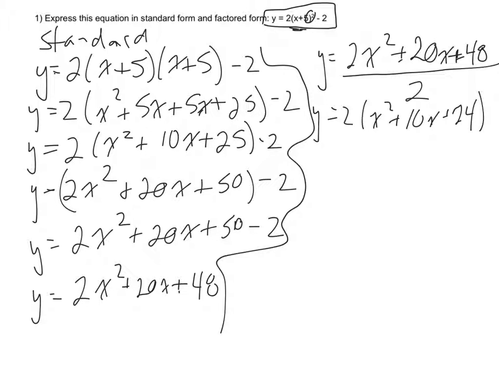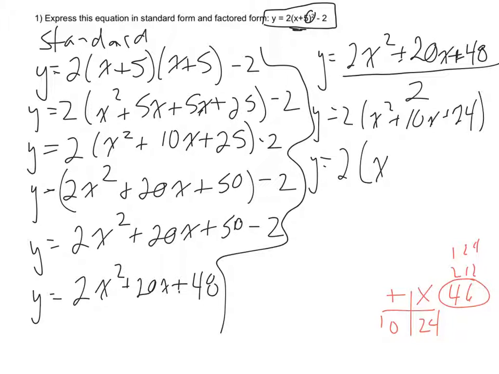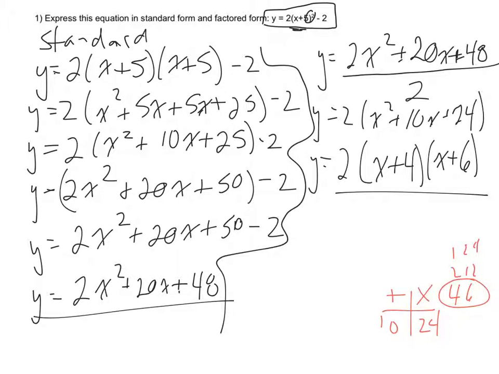So when I look at this, I have to think in my head, and I'll just do my work down here, what's going to add to positive 10 and multiply to positive 24. And I could list through all the different factors of 24. And I get probably something like that. And I know that if I add 4 and 6 together, I'm going to get 10. So the next thing I'm going to do is say y equals 2 times x plus 4 times x plus 6, and there we go. It's now in factored form as well. So there's factored form and there's standard form.